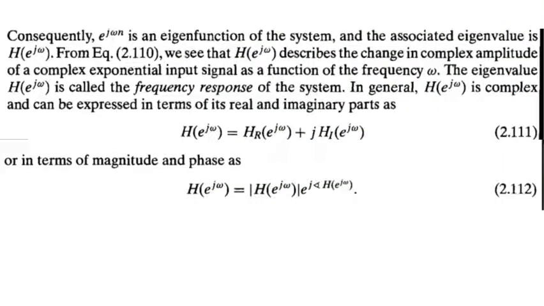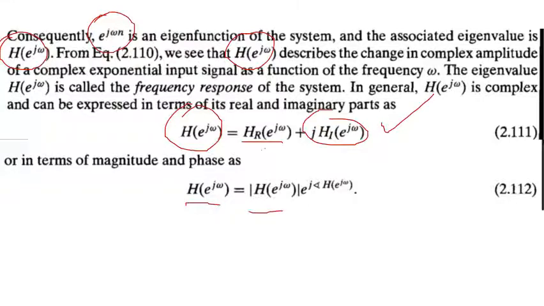Consequently, as I have told you, e^{jωn} is an eigenfunction of the system and the associated eigenvalue is this term. This eigenvalue describes the complex amplitude of the complex exponential input. So this is the frequency response. The frequency response can be broken down into a real part and an imaginary part, because the frequency response is complex. This is the term which will affect the input amplitude and phase. This was in rectangular form; this is in polar form, the magnitude and the phase.